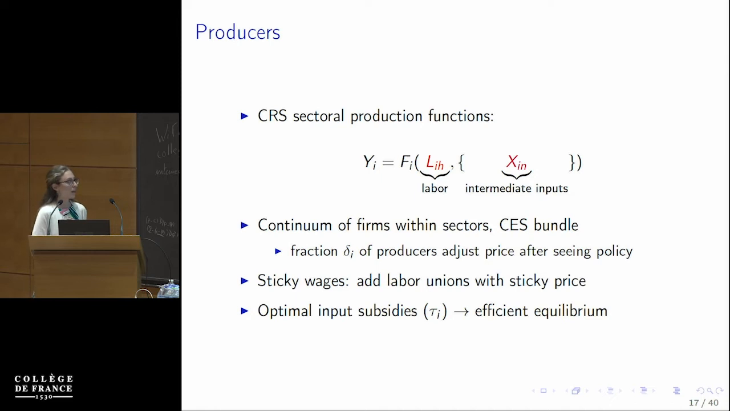And then within each sector, I use the standard New Keynesian modeling. So we'll have a continuum of firms and there will be Calvo pricing, so only a fraction delta I of the firms can adjust their price after they see the realization of monetary policy. Right, so someone before asked about sticky wages. In this framework, it's actually very easy to model sticky wages just by adding a fictitious sector that I call a labor union, and this sector will have sticky prices. And so the price of the union is what I'm going to call the sticky wage.